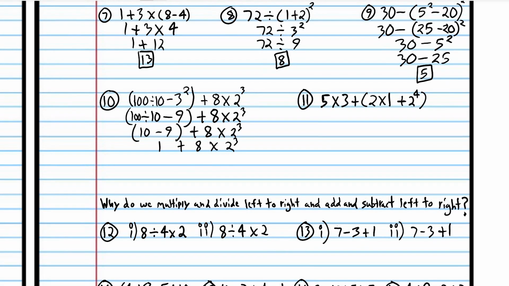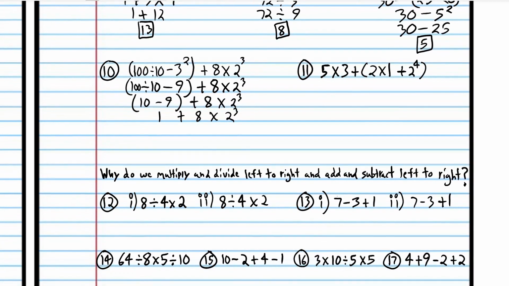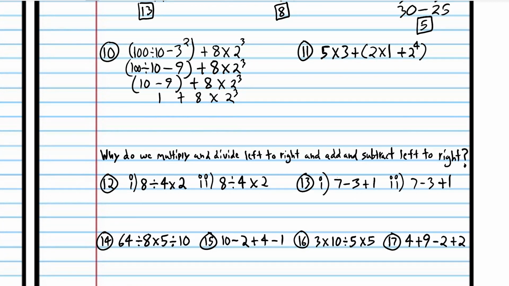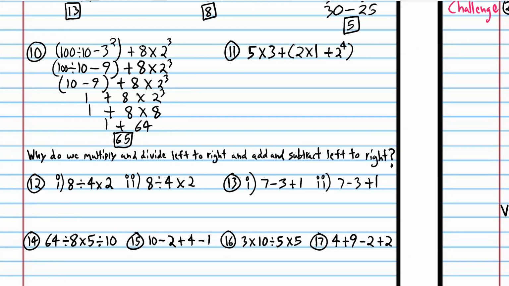All right, so now the parentheses are gone, so we just follow order of operations on the outside of the parentheses. So exponents first, 2 to the third power is 8. We already figured that out in a previous problem. Then 8 times 8 is 64. 64 plus 1 is 65. So if you got the right answer, good job. That was a long one. If you didn't, that's okay. Just go back and figure out what you did wrong.